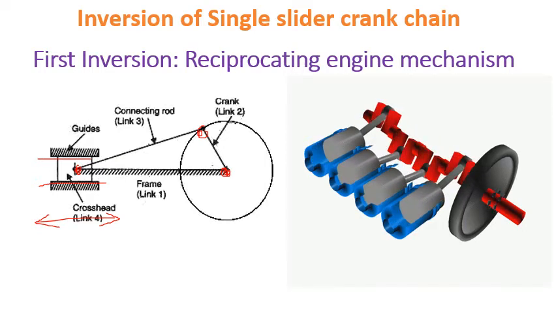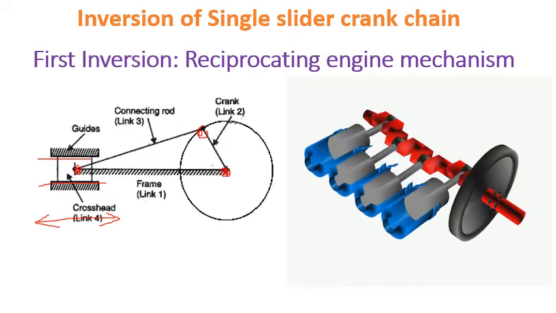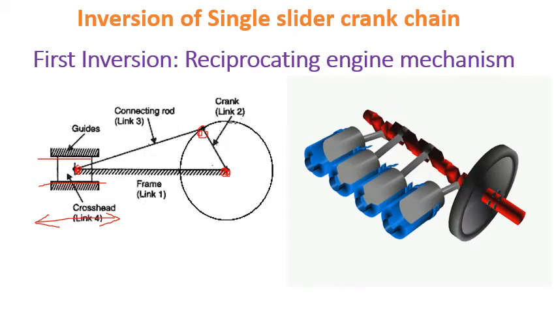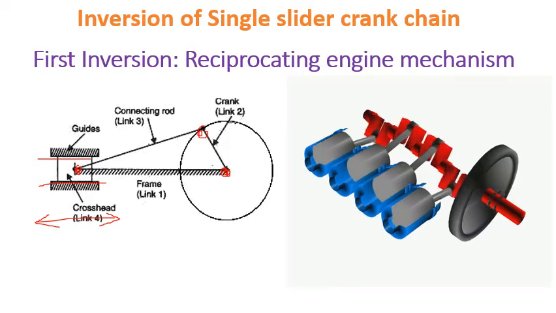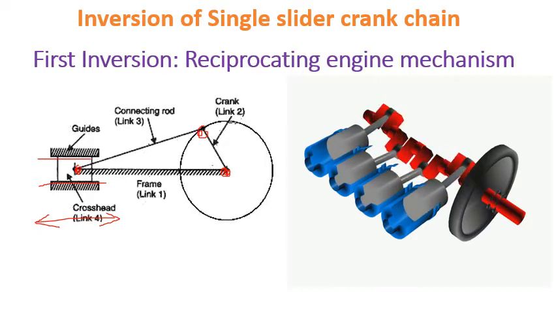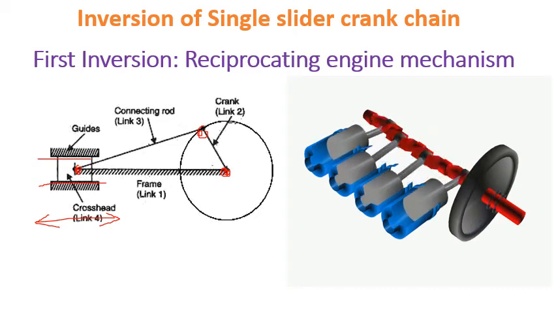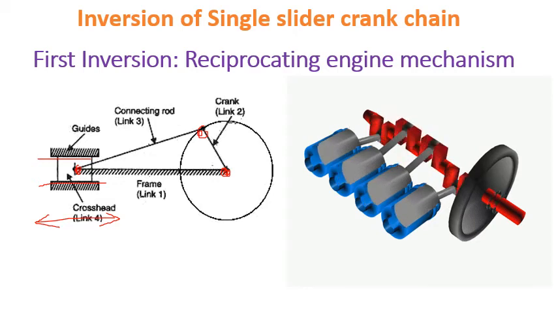In the animation you can see a multi-cylinder reciprocating engine. This piston is reciprocating inside the cylinder in order to impart motion to the shaft. The shaft is rotating due to the reciprocating motion of these pistons, so we are getting rotational motion at this shaft.